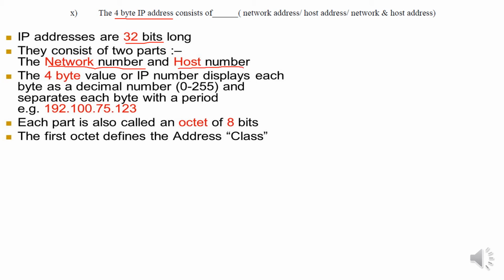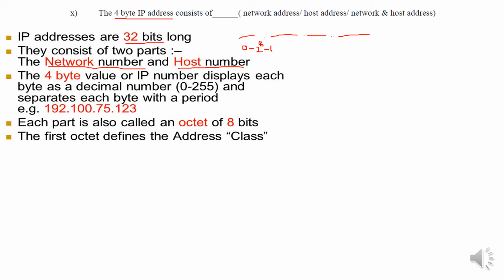The 4 byte value, or IP number, displays each byte as a decimal number from 0 to 255, because it is 32 bits, so 8 bits, 8 bits, again 8 bits, again 8 bits. So 8 bits means values from 0 up to 2 to the power 8 minus 1, that is 255. The value will be within this range, so each value will be 0 to 255. We show it in dotted decimal format, that is, with a dot in between them.